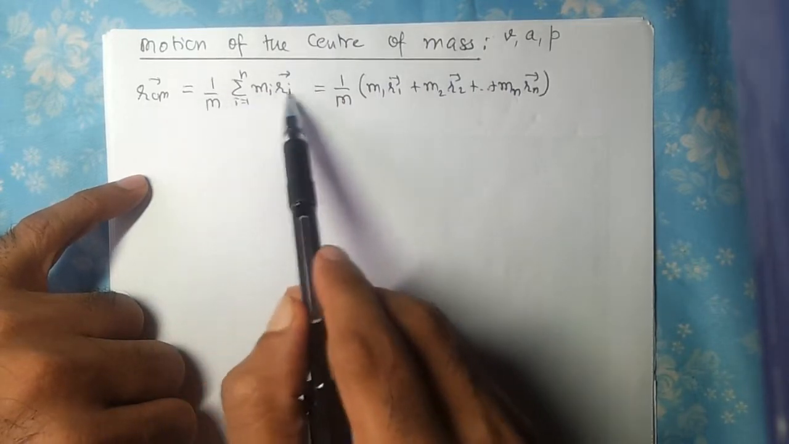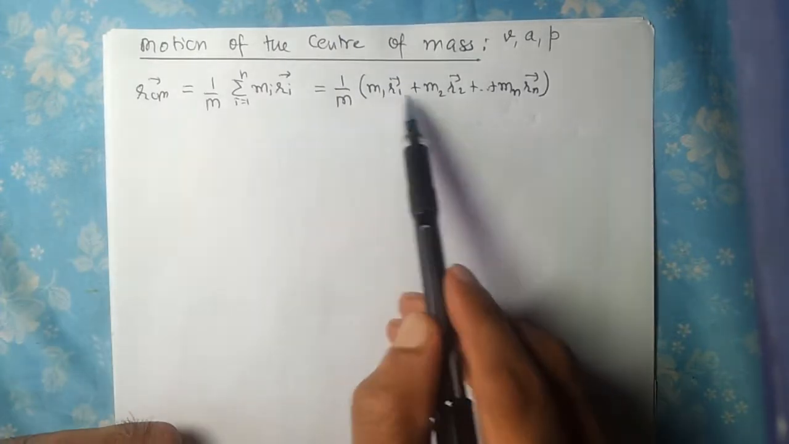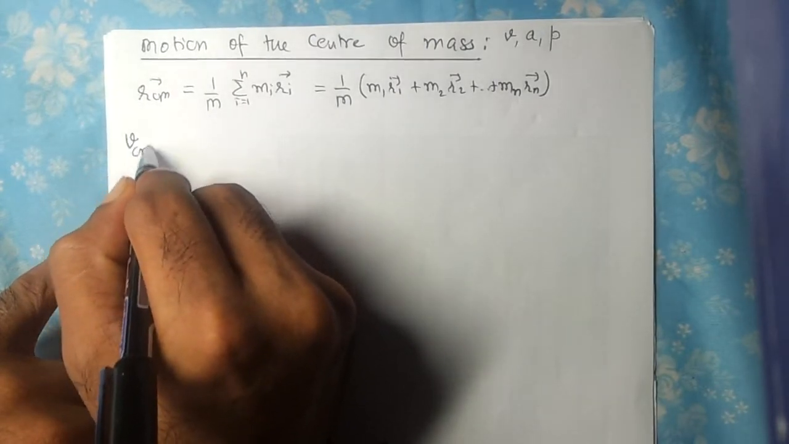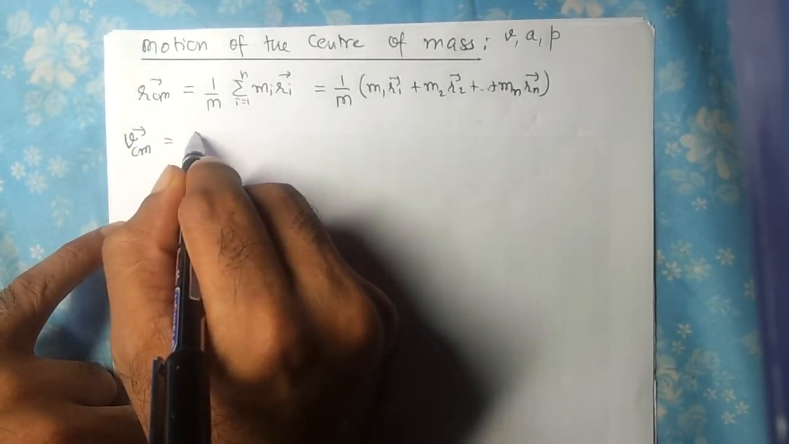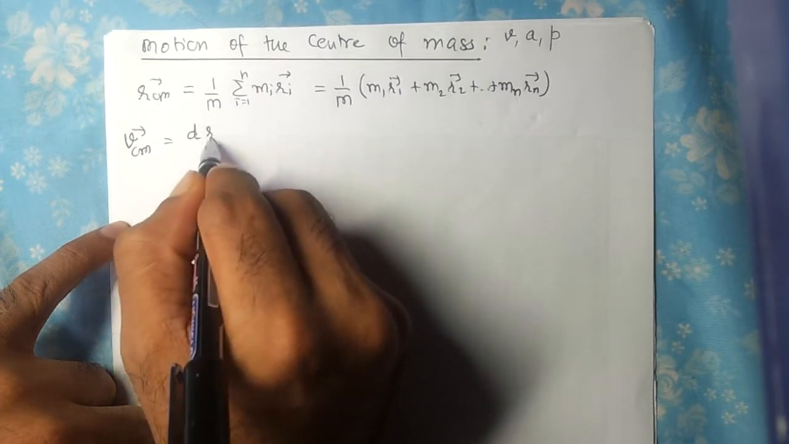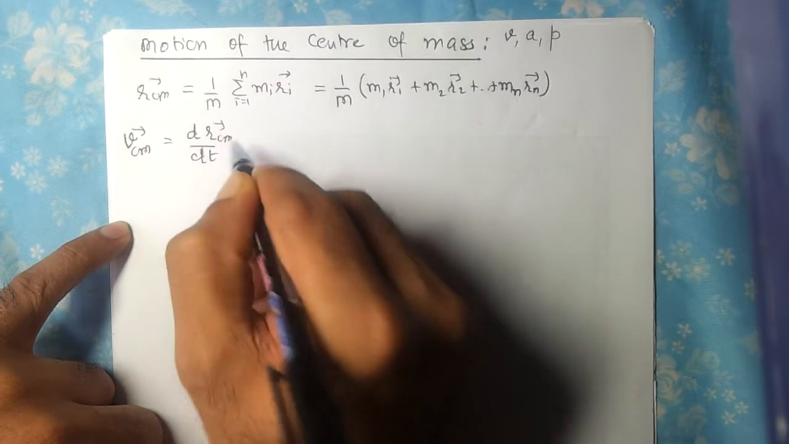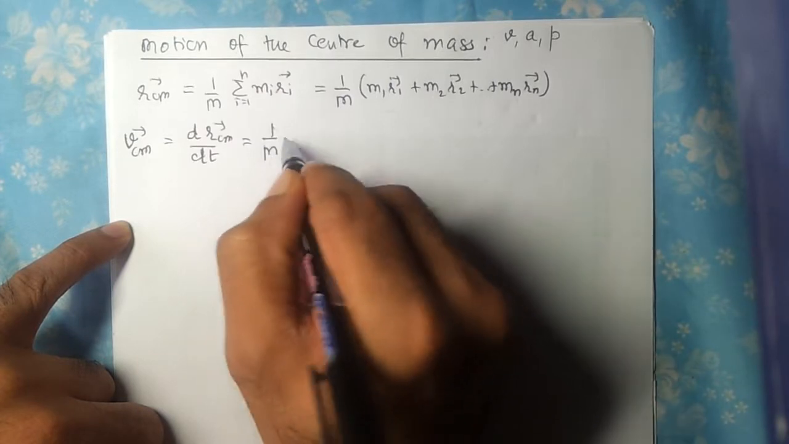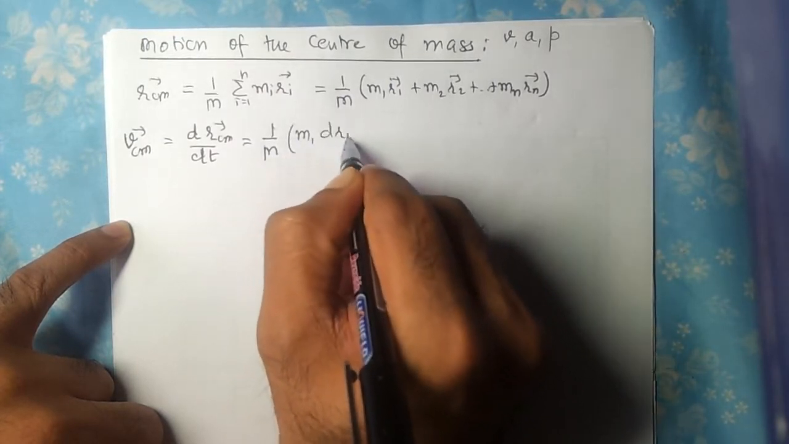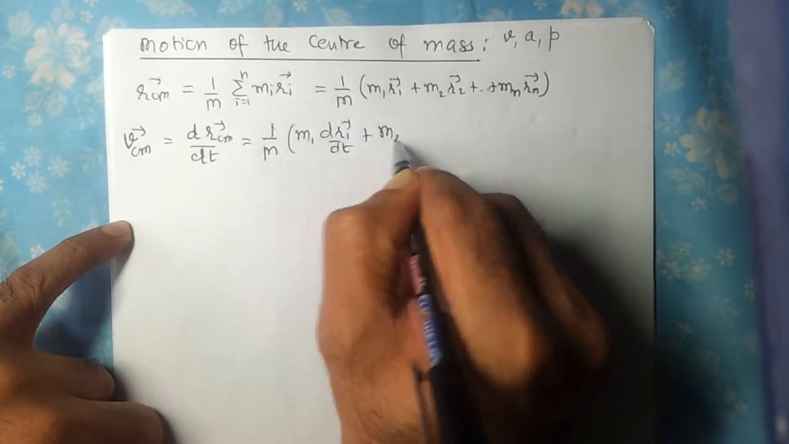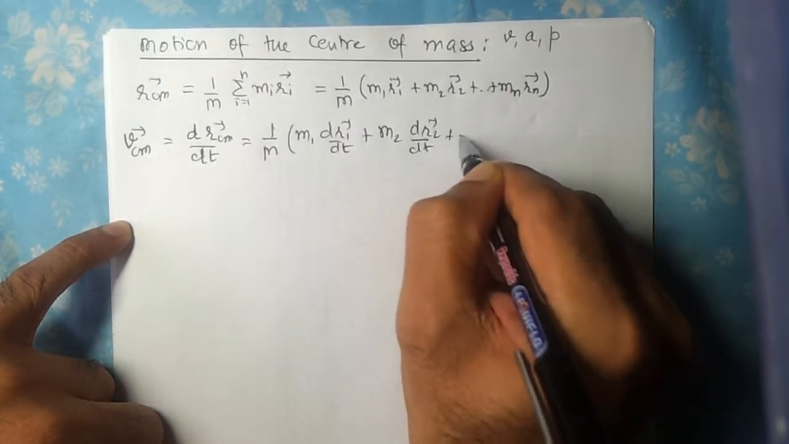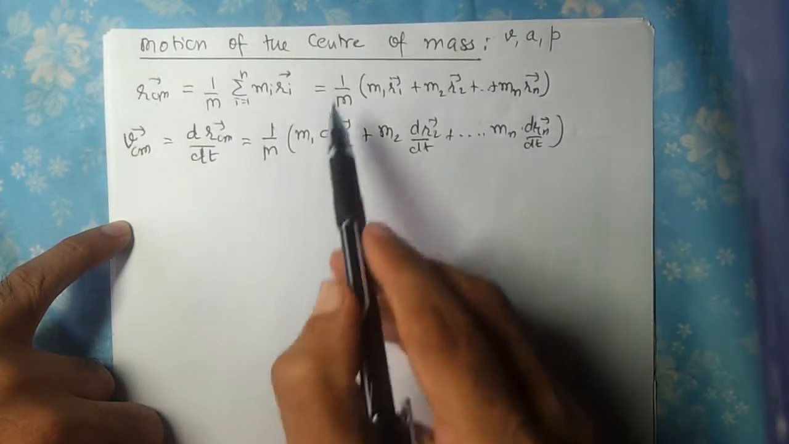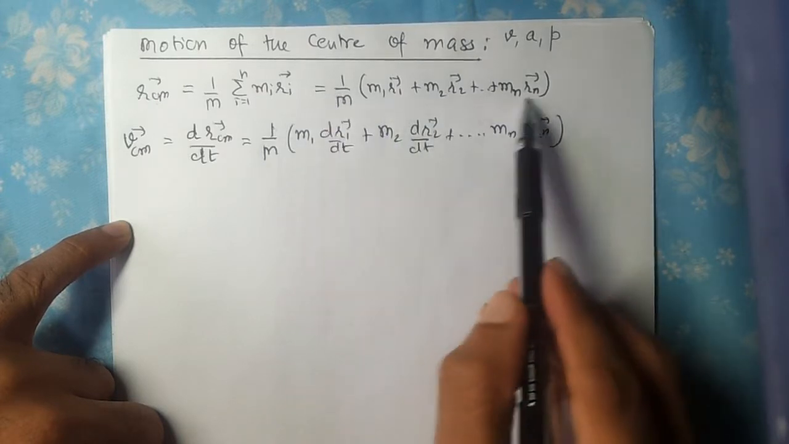RCM is 1 upon M sigma miri, and that can be written as 1 upon M (m1r1 plus m2r2 plus mnrn). Right? Now I want to find out the velocity of the center of mass. Velocity of the center of mass would be the first differential of the position vector, so it is drcm by dt. So I will differentiate this particular term with reference to time. So I'll get 1 upon M into m1 dr1 by dt plus m2 dr2 by dt plus mn drn by dt. I hope you have understood this, that we are differentiating this entire term.